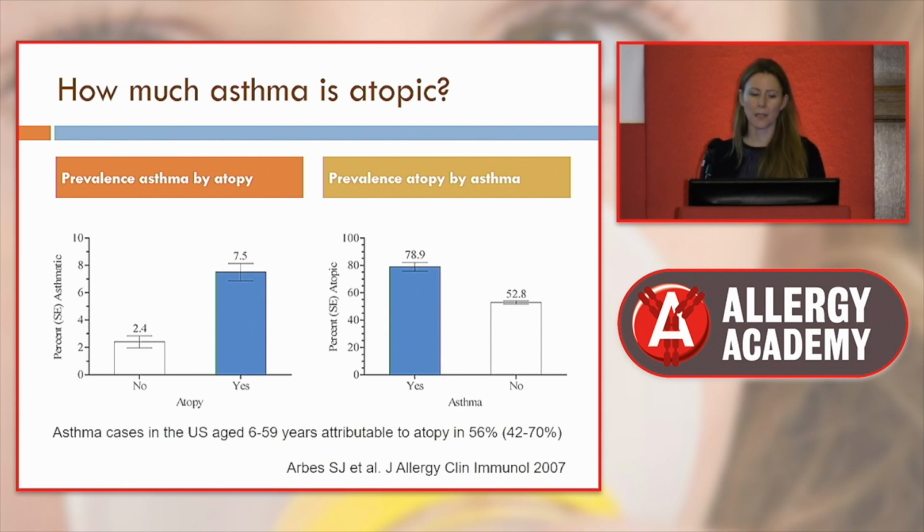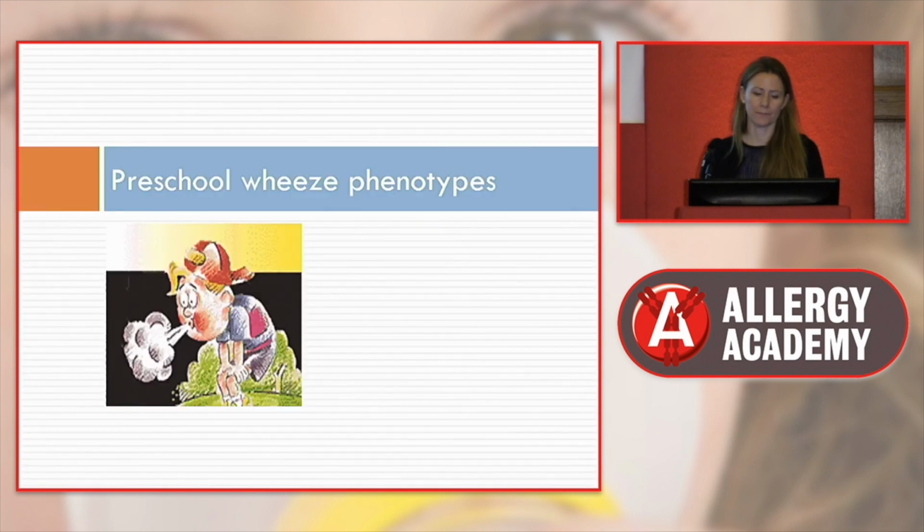So how much asthma is atopic? If we look at the prevalence of asthma by atopy, you can see here that the percentage of asthmatics with no atopy was 2.4% in this US cohort of 6 to 59 years, whereas in those who had atopy it was 7.5%. And the other way around, the prevalence of atopy by asthma, if there were atopic asthmatics, was 78% versus 52%. So atopy does increase your risk of asthma.